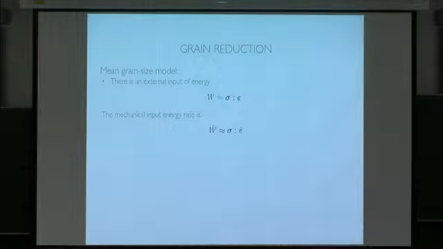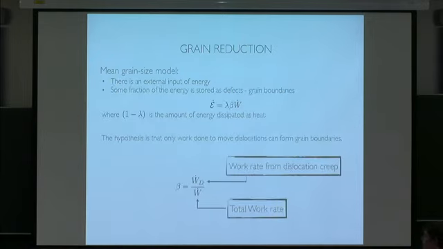Grain size reduction happens because there's an input of energy, mechanical work, into the system. And this mechanical work then corresponds to an input rate by just taking the time differential. It's then assumed that some fraction of this work is dissipated as heat, and some of it is used as work for changing the grain size. And the fraction that's dissipated as heat is 1 minus lambda.